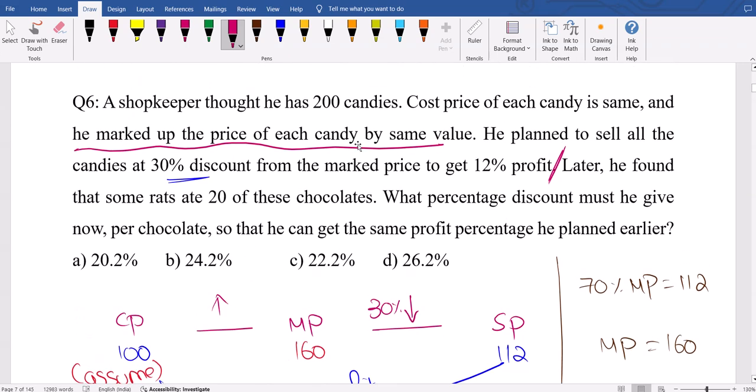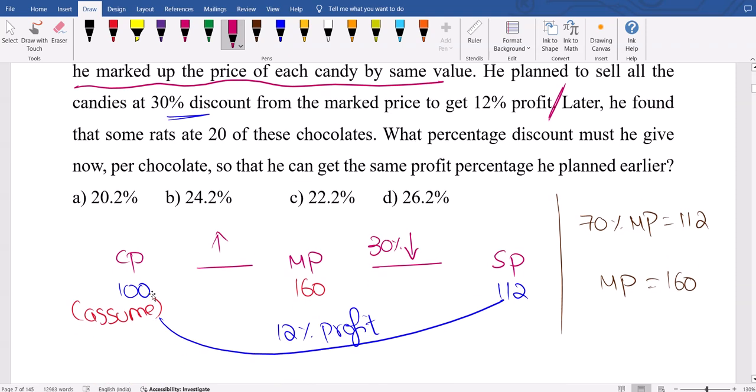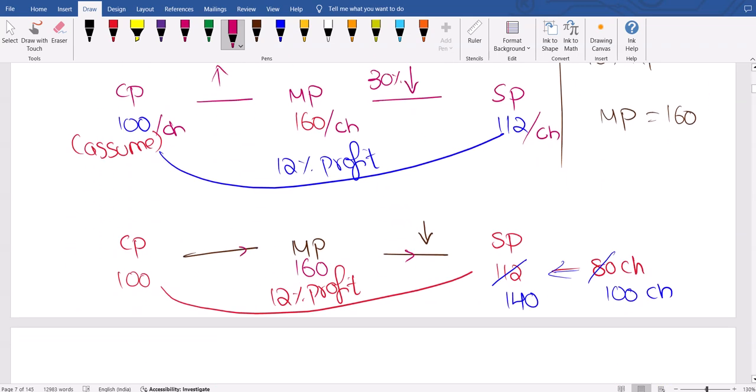One minute. Yeah, 200 candies, fine. First thing I have to mention: this is per candy. Better I'll write, this is 100 rupees per candy. This is 160 per candy, 112 per candy, 12% profit. One candy, one chocolate, for understanding: cost price 100 rupees per chocolate, selling price should be 112 per chocolate, marked price should be 160 per chocolate. Fine. Now what's the scenario?